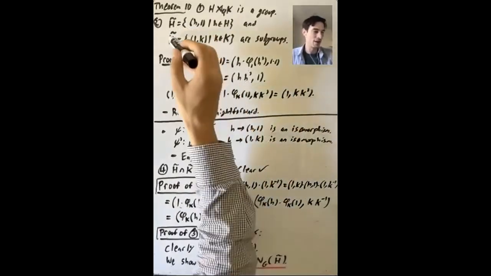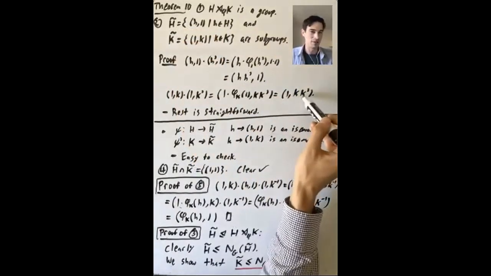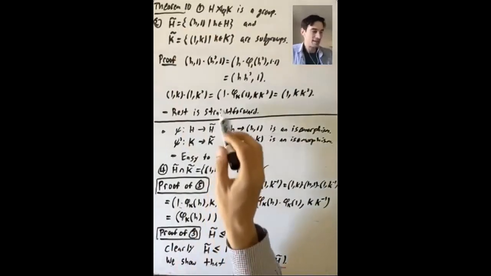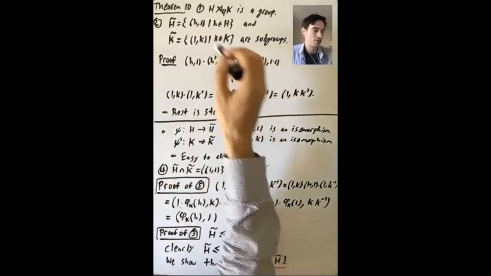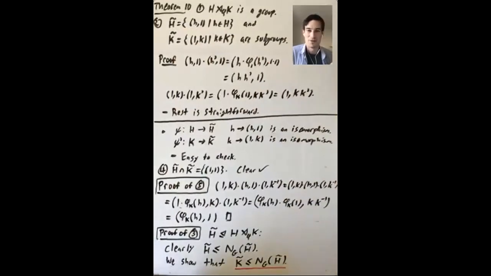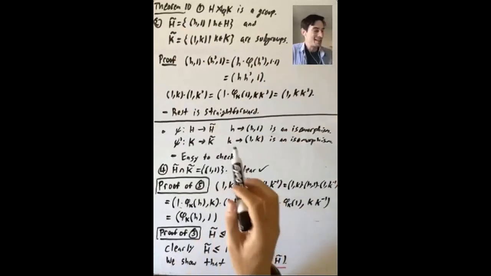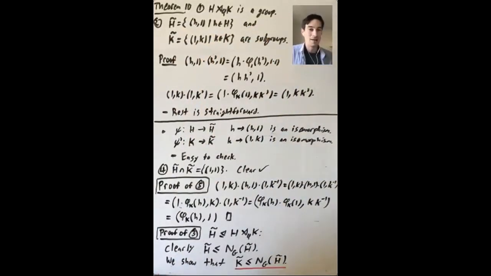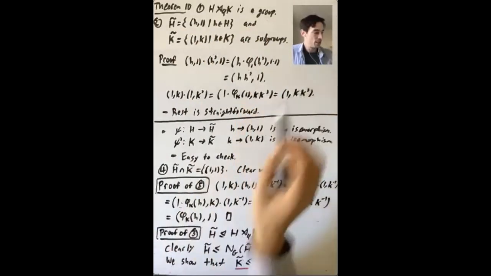If we multiply two elements in K tilde, it's just like multiplying two elements in K. So I'll leave the rest of the proof that these actually are subgroups for you to fill in. Okay, how do we see that these subgroups are isomorphic to H and K respectively? Well, this is also very straightforward given what we've seen.